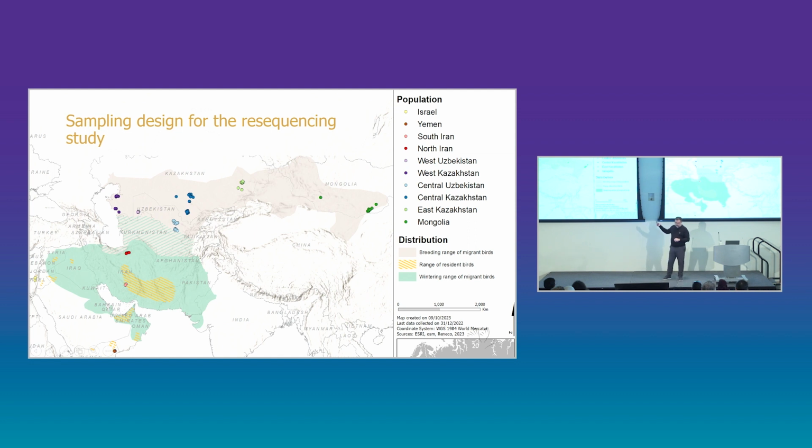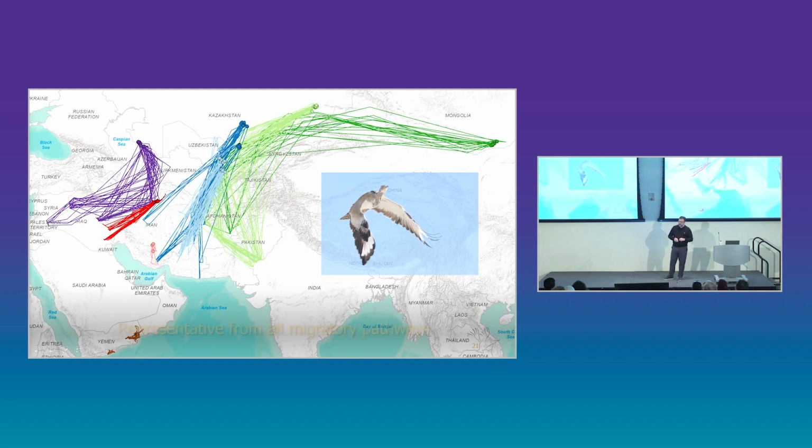And for those birds, we've been able to validate that they're actually migrant birds. Here you have the tracks of the birds that were sampled. You can see the ones sampled in the Caspian Sea were following the western flyway. The ones from central Kazakhstan and central Uzbekistan were following the central flyway. And the ones from Mongolia and eastern Kazakhstan were following the eastern flyway. So there we can confirm we have a fairly good representation of the different flyways of the species.